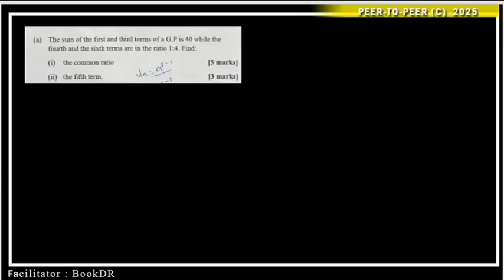Let's look at another question. The sum of the first and the third term of a geometric progression is 40, while the fourth and the sixth terms are in the ratio 1:4. You have to find the common ratio and the fifth term.